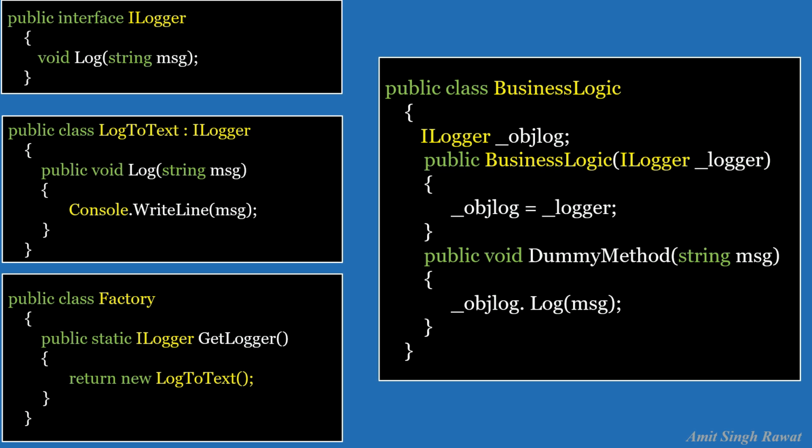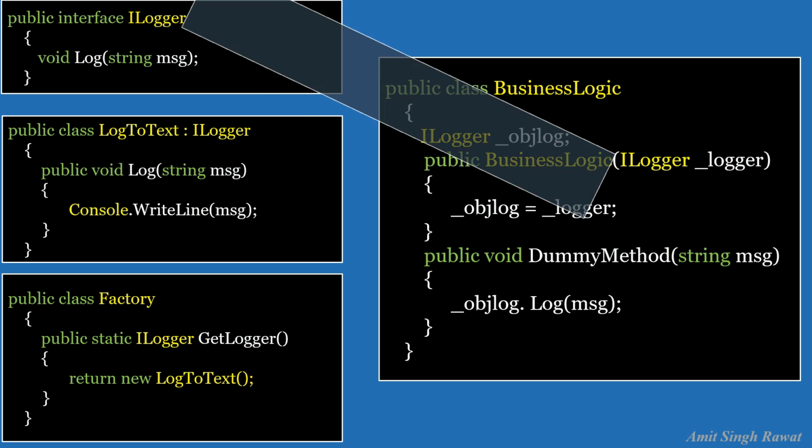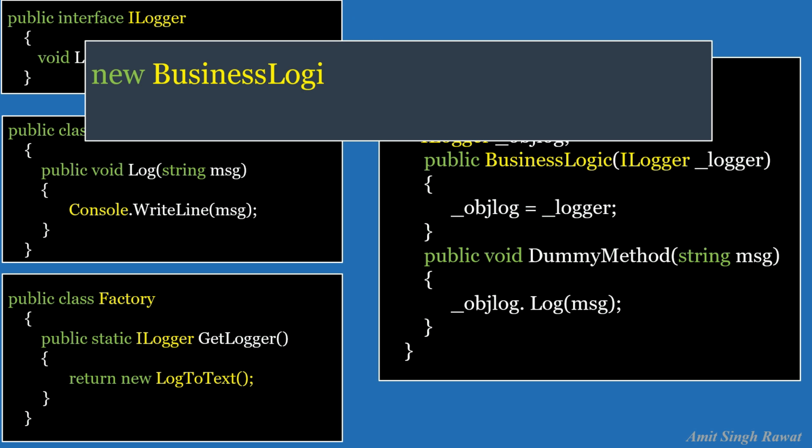Because we injected the dependency of Log2Text via our constructor, now the end user or the client can use it like new BusinessLogic(new Log2Text()).DummyMethod("my log message"). That will work the same way it was working previously.